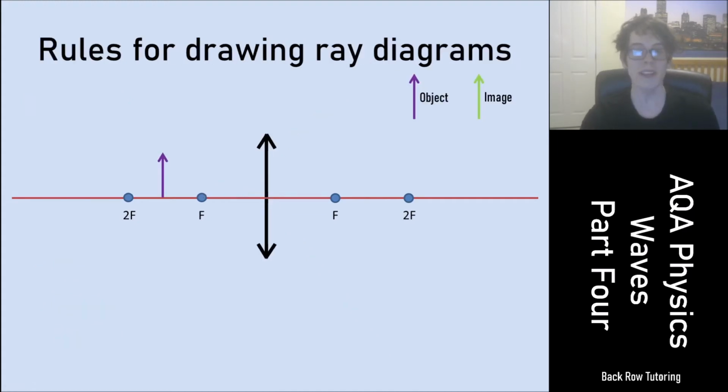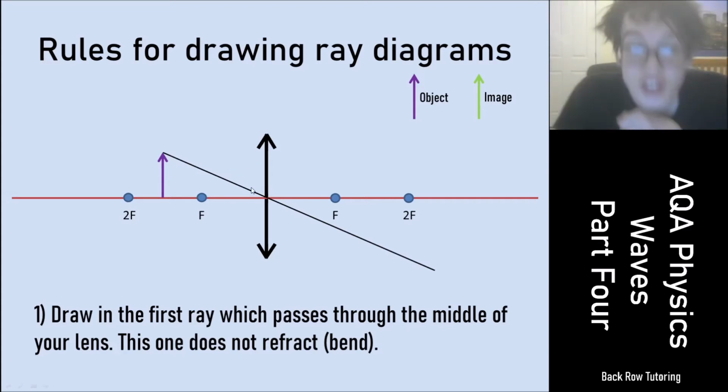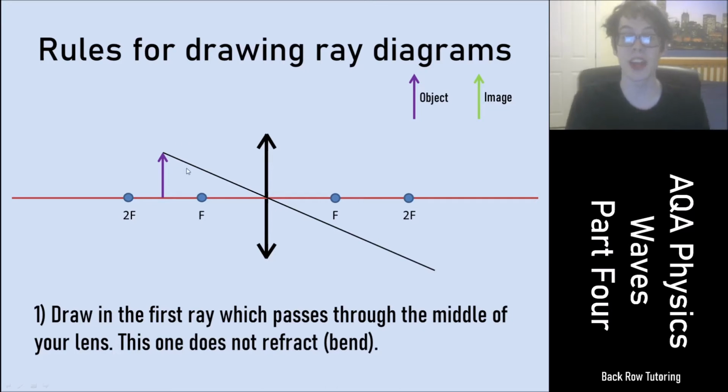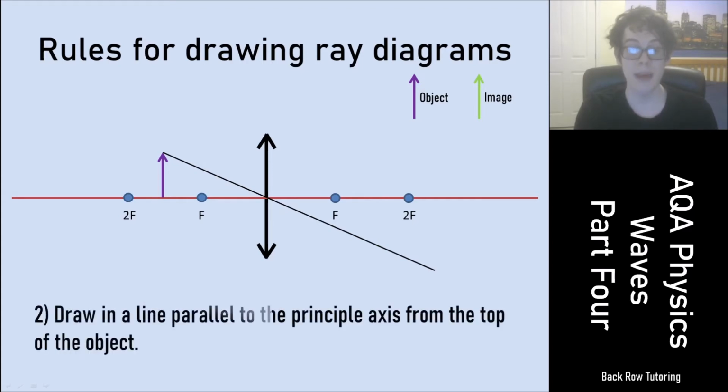So you also need to know how to draw ray diagrams as well as interpret them. So let's have a look at how to do that. The first step is to draw in the ray which passes through the middle of the lens. This one does not refract. So our first step is to draw this line through the middle, and this line doesn't bend when it goes through. It just passes straight through and continues in the direction that it was going in the first place. The next step is to draw in a line which is parallel to the principal axis from the top of the object, and that's done here.